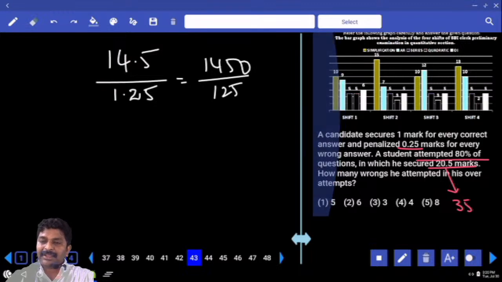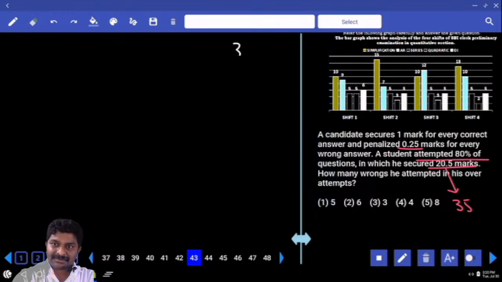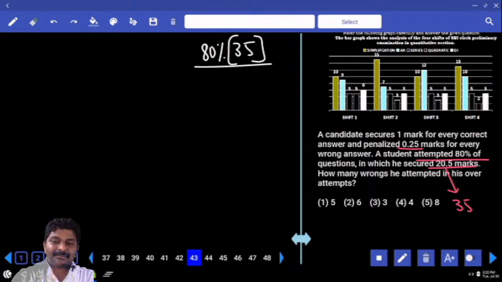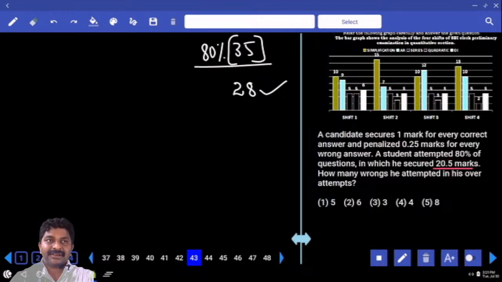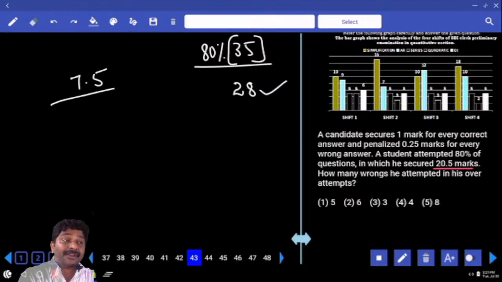He attempted only, that's the point. So out of 35, we should take only 80%. 80% of this number is 28. If all are correct, he will get 28 marks. But the marks obtained differ by 7.5. And for every question the difference is 1.25, so 7.5 divided by 1.25 will give you 6. So 6 questions he made wrong attempts.